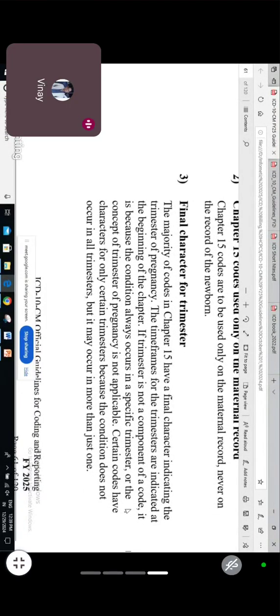Okay. Now the third guideline says the final character is for trimesters. You know trimester? Trimester, a 3-month period. Pregnancy is a 9-month period. But here also, if you see any report with pregnant ladies, they will not mention months. They will say weeks. In general language only we say which month it is, 6 months, 7 months.